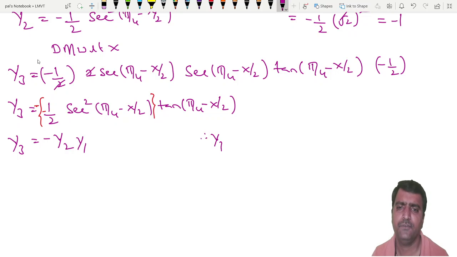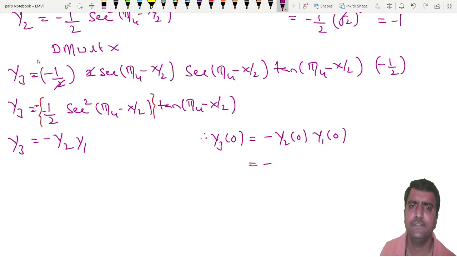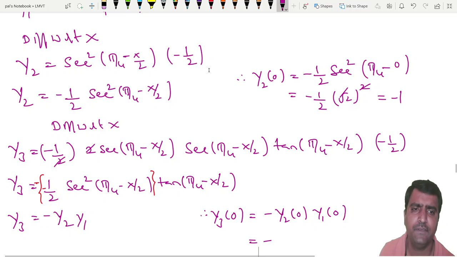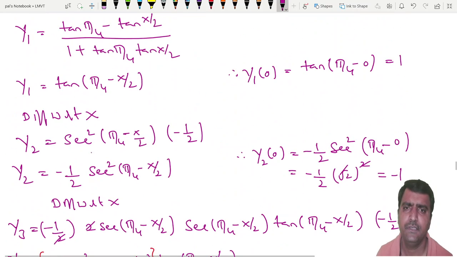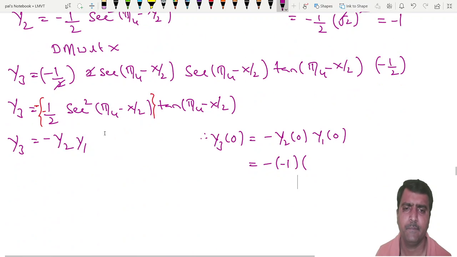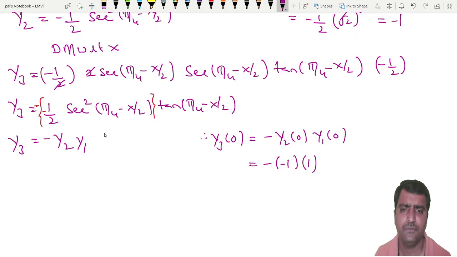Therefore y3 of 0 is equal to minus y2 of 0 into y1 of 0, which is equal to minus, what is y2 of 0? y2 of 0 I have found out here, it is minus 1. y2 of 0 is minus 1, and y1 of 0 is plus 1. y1 of 0 is plus 1. So y3 of 0 is plus 1.